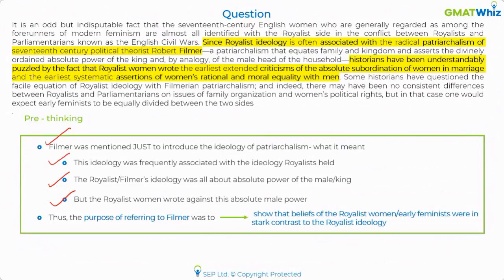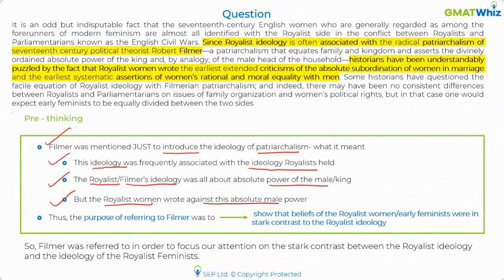So again, I'll repeat. How did I make the connection? Filmer was mentioned to introduce patriarchalism. Patriarchalism was associated with royalist ideology. Royalist or Filmer's ideology was about the power of the male. Royalist women wrote against absolute male power. So this patriarchalism was mentioned to show the contrast between what the royalist women believed and what the royalist ideology was. Because later on, the author wants to decode the odd fact. So Filmer was referred to in order to focus our attention on the contrast between royalist ideology and the ideology of the royalist feminists.